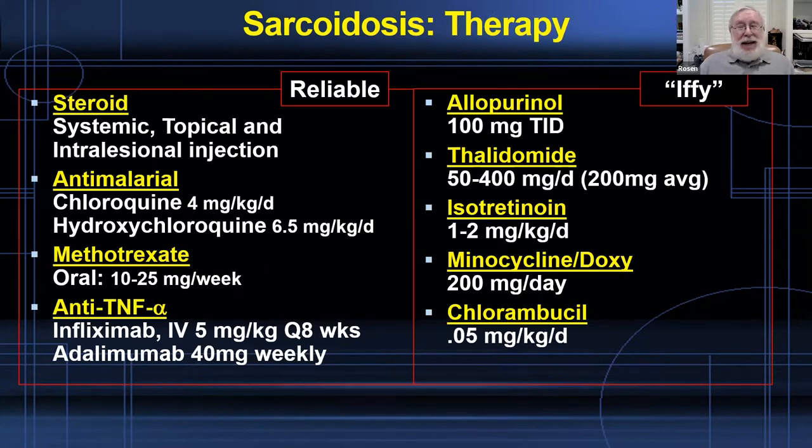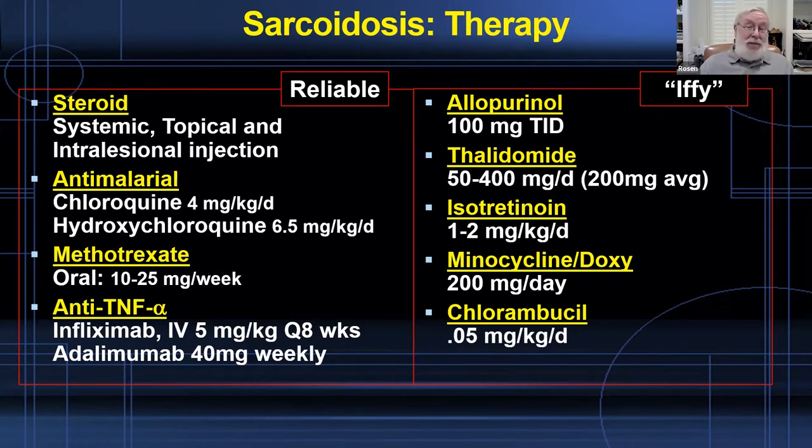Iffy treatments include allopurinol. Thalidomide seems to be helpful, at least in some studies. One study, it wasn't helpful. But of course, you can't do thalidomide forever because you get neuropathy. Isotretinoin, very little literature. Very questionable literature on the efficacy of tetracycline derivatives for sarcoid, but there's some literature suggests it might be helpful. And chlorambucil, which is a leukemia drug at low dose, may also be helpful.